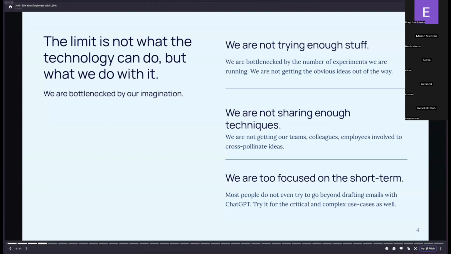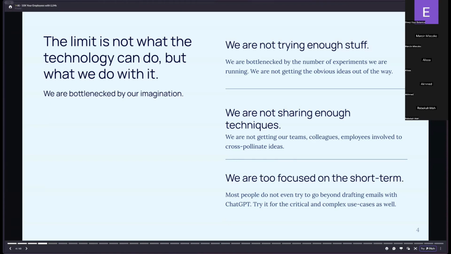And the limit at the moment is not really what the technology can do, but rather what we do with it. So basically, we are bottlenecked by our imagination. And we recognize three main bottlenecks in different companies I've worked with. They often aren't working or trying out enough stuff. This often means it's given to the developers or the software engineers or the AI people to figure out and make usable for our users. But this is a little bit too restrictive, because we are not trying enough stuff.